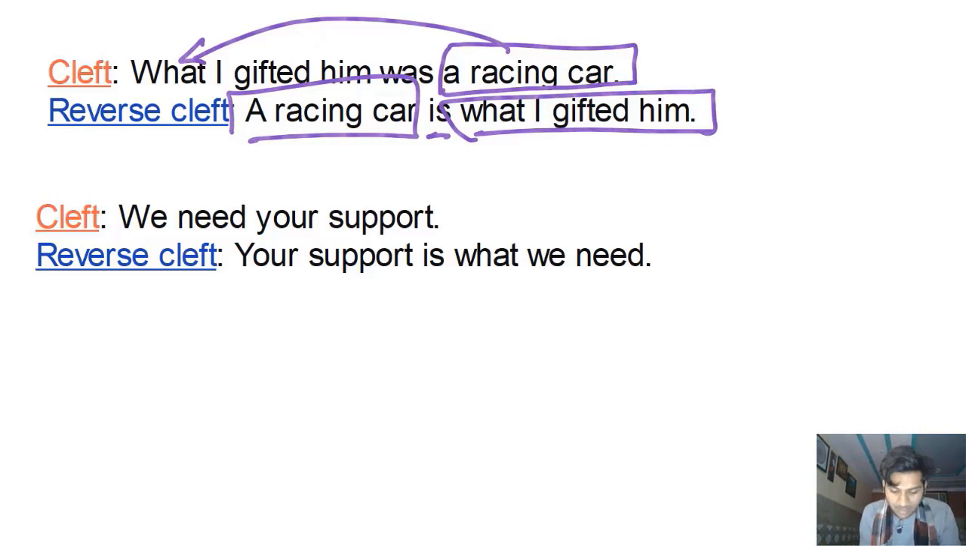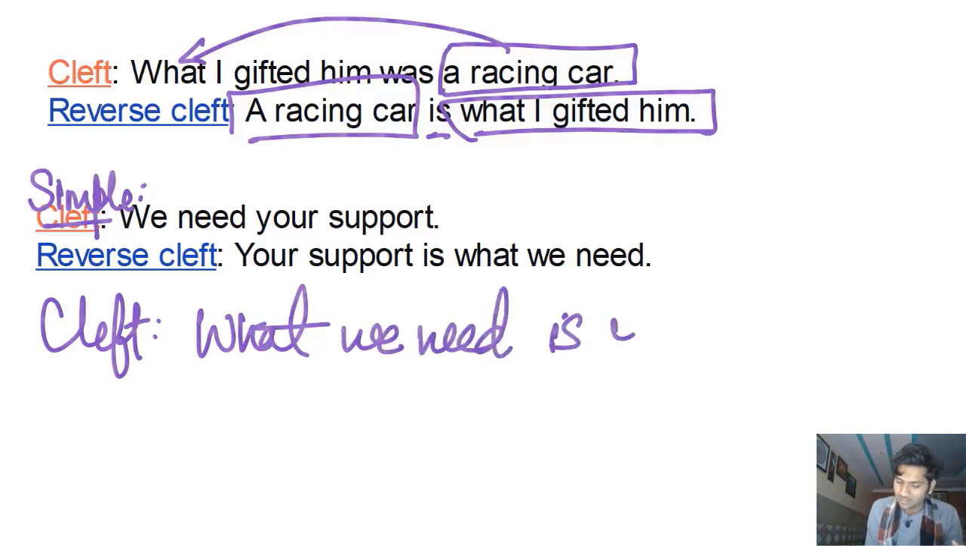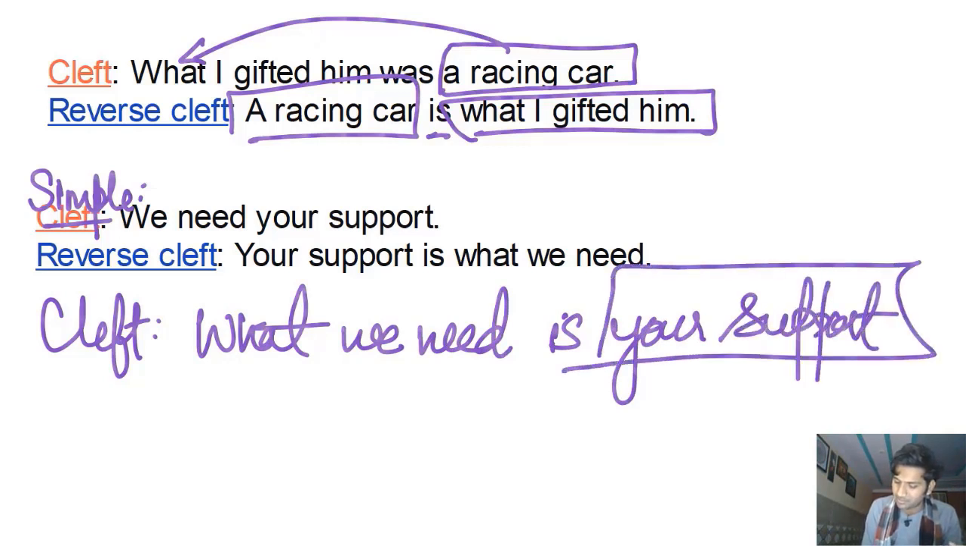Another example: We need your support. This is not a cleft sentence, this is a simple sentence. My bad. A cleft would be: what we need is your support. And this is the part that I want to focus on. It's a normal cleft sentence.